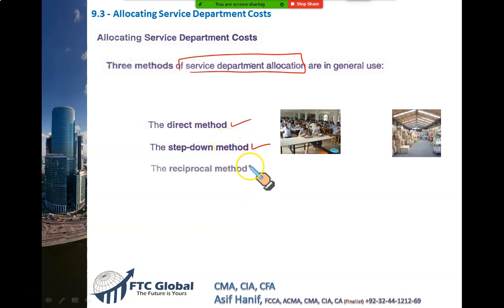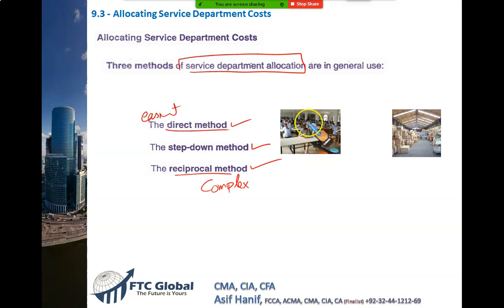And the last one is the reciprocal method. This is the most complex, very difficult. We will do this inshallah today. And this is the easiest. Direct method, step down method, and reciprocal method. These are the 3 methods we use to allocate the service department costs into production department. Let us first see what is the direct method.